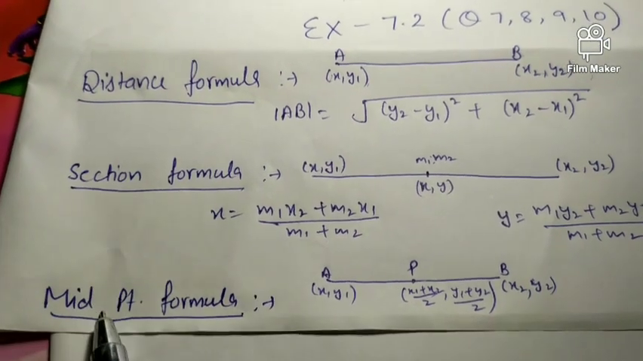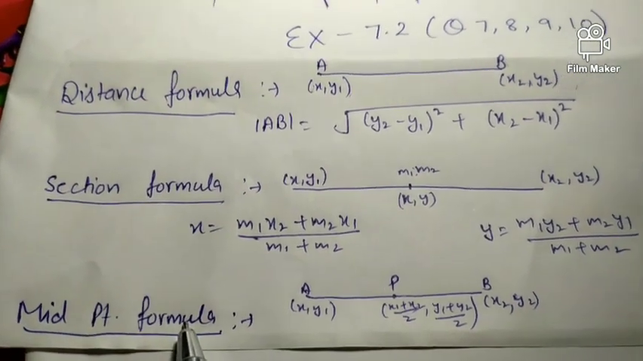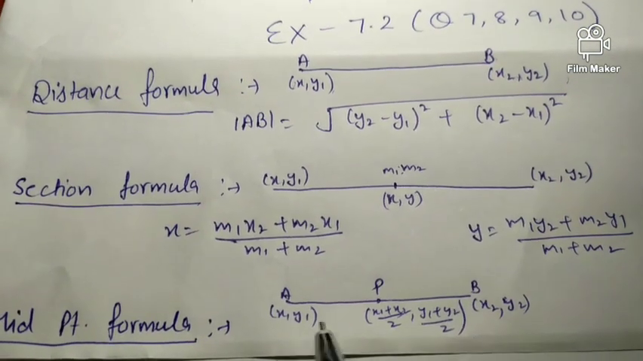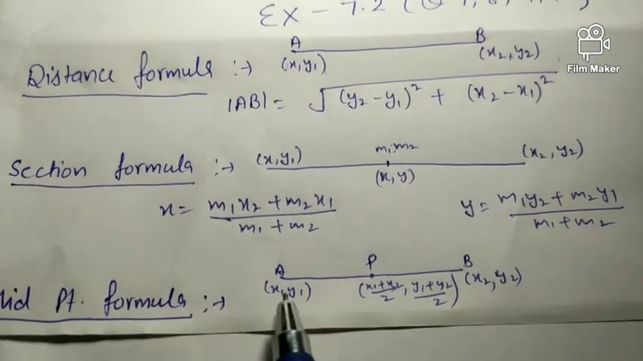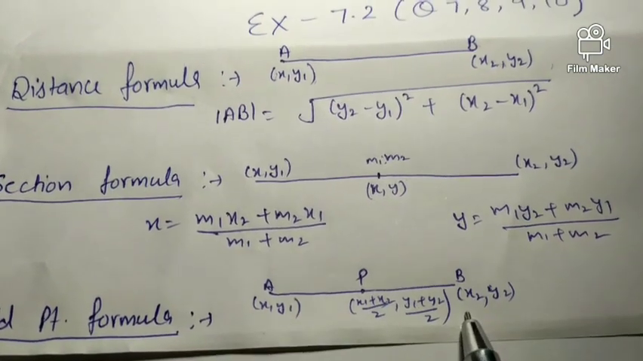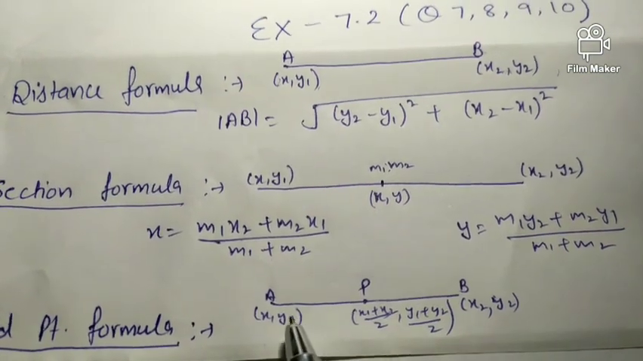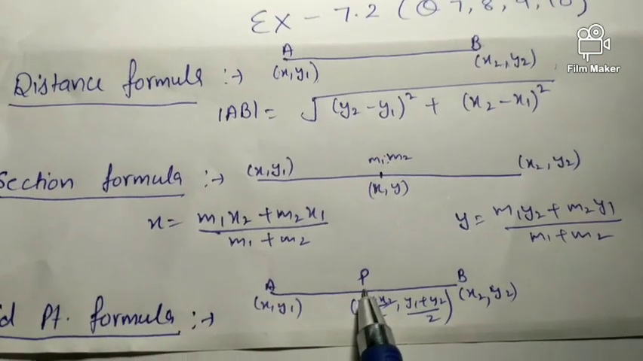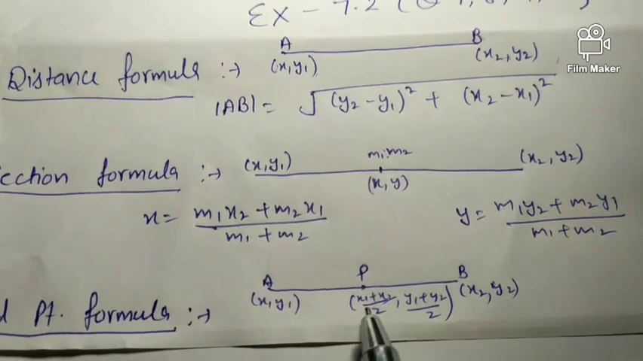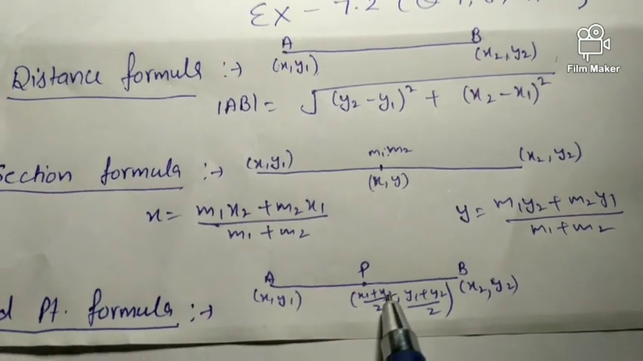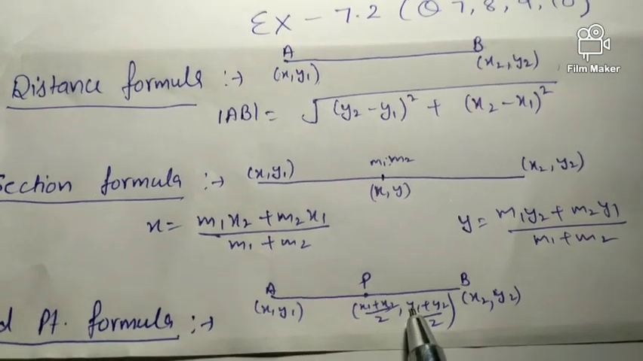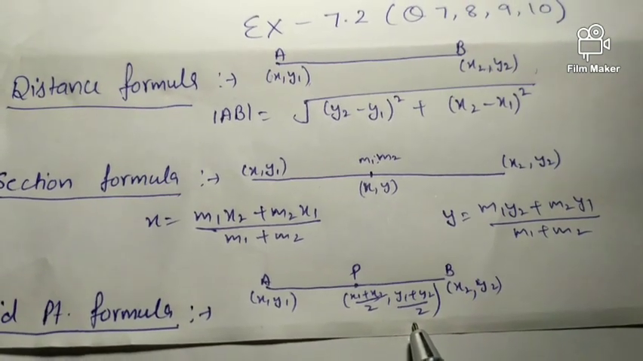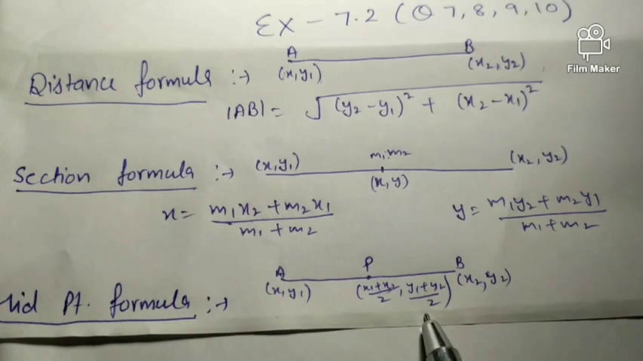And the next one is the midpoint formula. How to find the midpoint of a line if the endpoints are given. Endpoints are the same, (x1, y1), (x2, y2). So the midpoint of this line is P. How will we find the coordinates of the point P? That is ((x1 plus x2) by 2, (y1 plus y2) by 2). Already one question of the midpoint formula we have done.